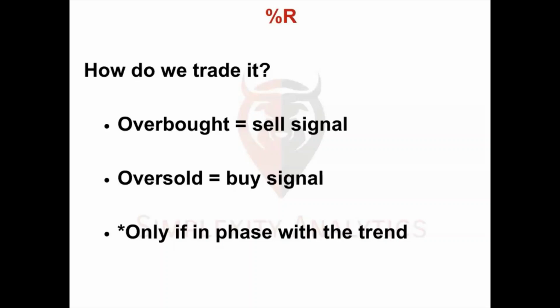So how do we trade all these fluctuations between overbought and oversold? The answer is that you don't trade all these signals. When the percent R is overbought, that means it's at an extreme area and that it's a sell signal. When percent R is oversold, it's at an extreme area, and that's a buy signal. But here's the catch. You only take signals that are in phase with the trend. Therefore, you only take the buy signals when it's an uptrend, and you only take the sell signals when it's a downtrend.